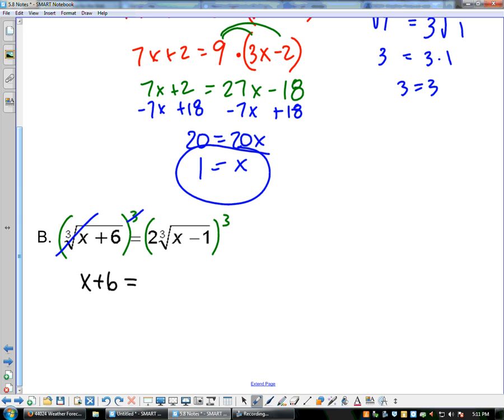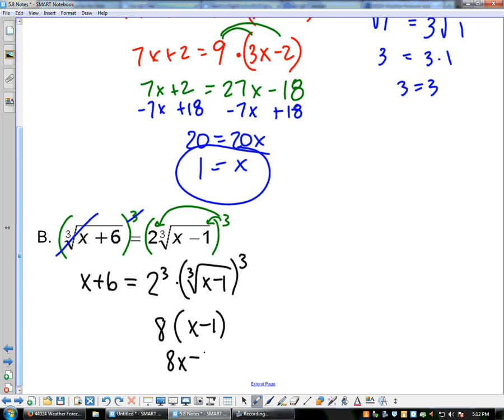On the right-hand side, I want to remember that I'm cubing both of these values. So I'm cubing the 2 and I'm cubing the cube root. So this is really 2 to the 3rd times the cube root of x minus 1 to the 3rd. So simplifying what I have on the right-hand side here, I'm going to have 8 times the quantity x minus 1, or 8x minus 8. Again, I'm getting that by distributing my 8 through to that side. So bring down the left, x plus 6.